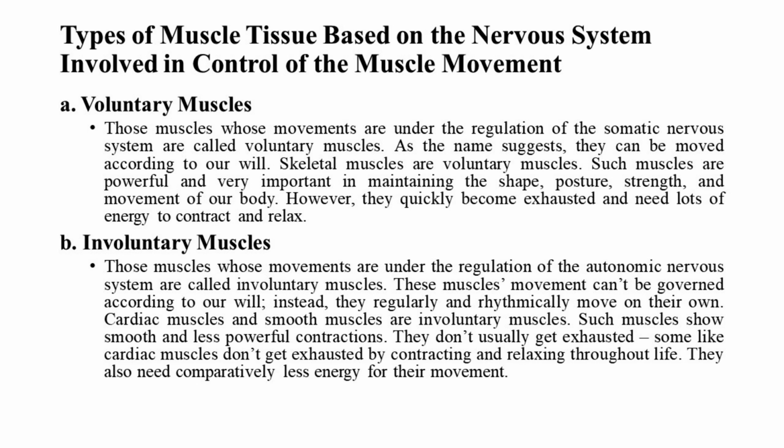Such muscles show smooth and less powerful contractions. They don't usually get exhausted. Some, like cardiac muscles, don't get exhausted by contracting and relaxing throughout life. They also need comparatively less energy for their movement.